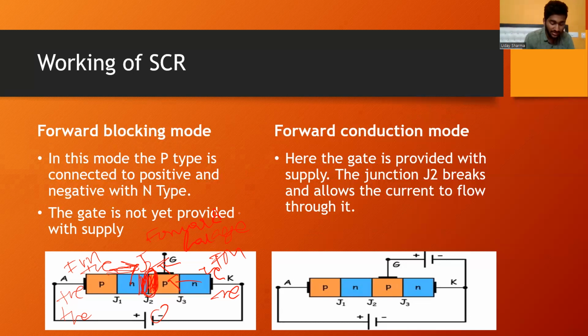This depletion layer breaks down when a gate signal or gate voltage is given. The depletion layer breaks and there will be no junction J2. The thyristor becomes just one big P, N, and P junction. This layer completely depletes and allows the current to pass through it.